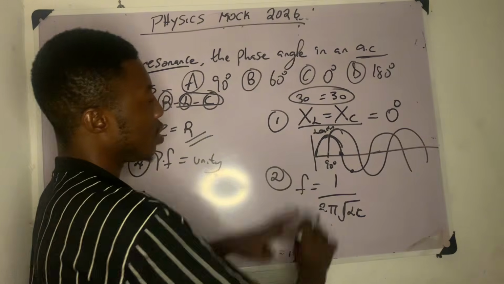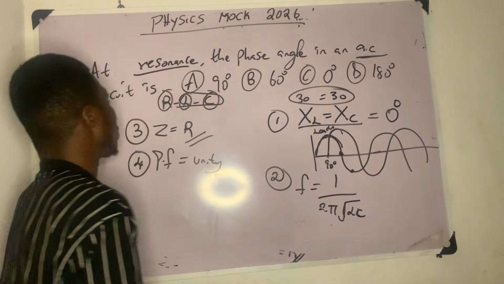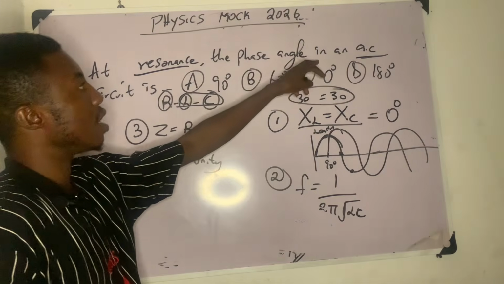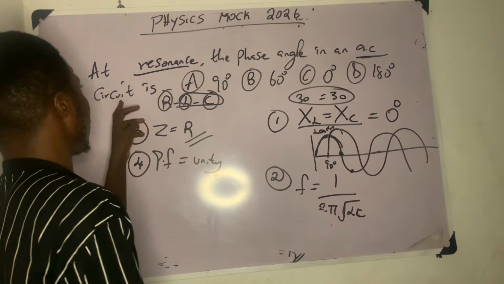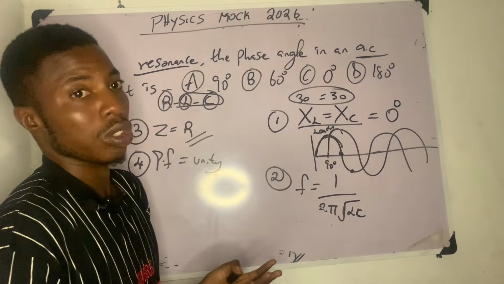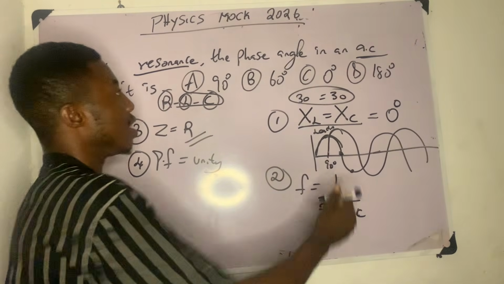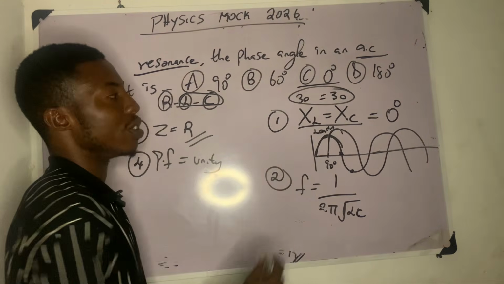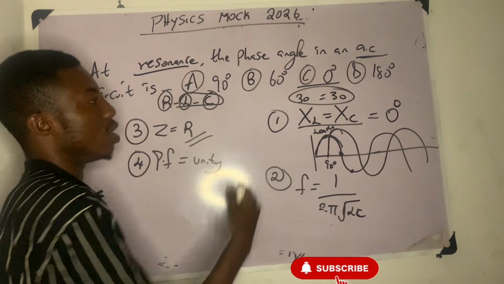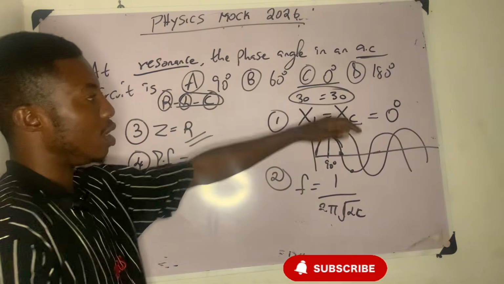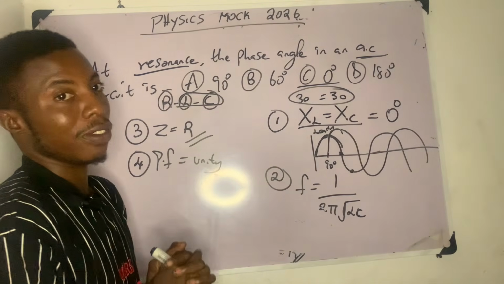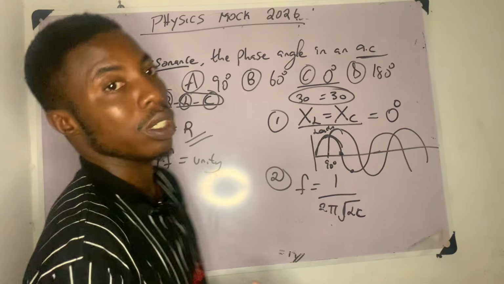Now with all this explanation, let's go back to this question. At resonance, the phase angle in an AC circuit is dash. You see that our answer is probably what? 0 degrees. It must be 0 degrees. I've actually shown you in condition number 1 and in this one. So those are the major things you have to have in mind. So let's go to number 3 question.